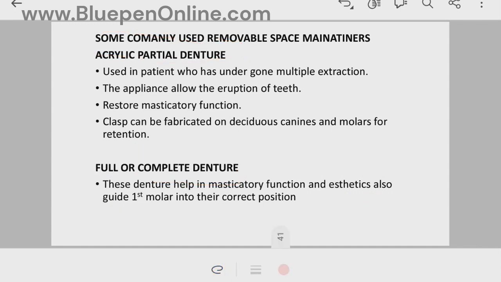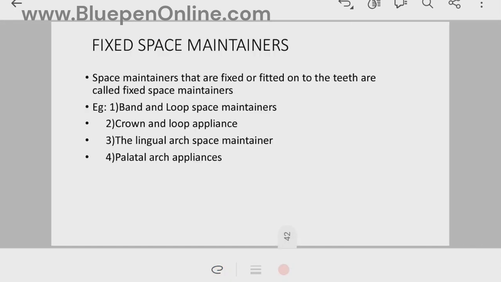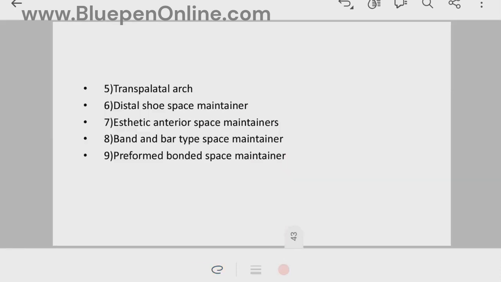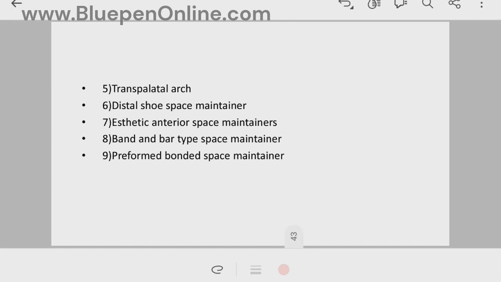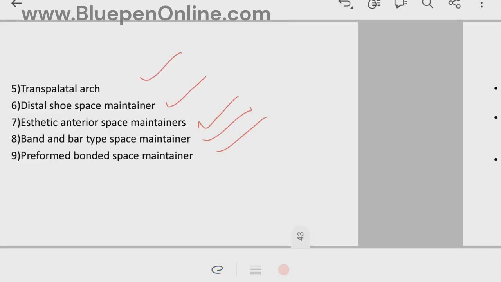Okay. Then fixed space maintainer. So these are completely fixed. Now here you have band and loop, crown and loop, lingual arch and palatal arch. These are the types of fixed space maintainers that you have. Then you have transpalatal, distal shoe, aesthetic anterior space maintainer, band, bolted space maintainer.